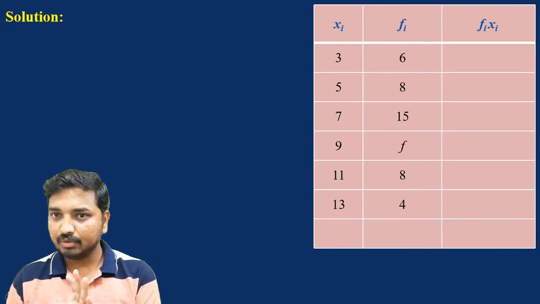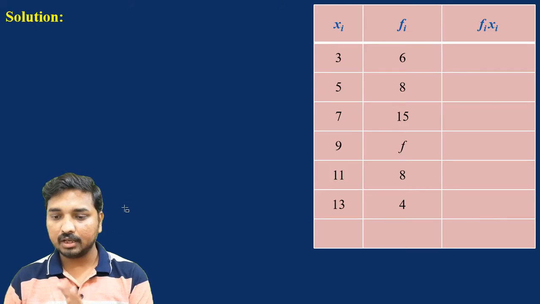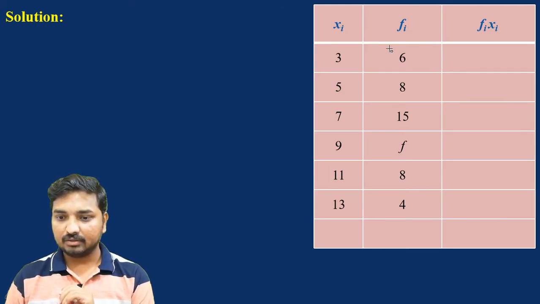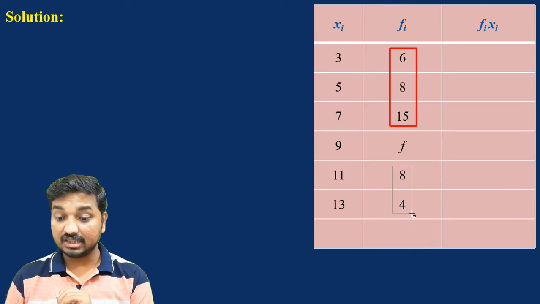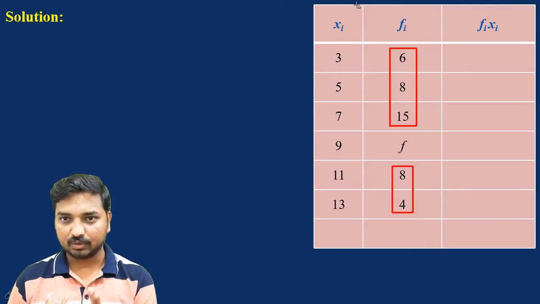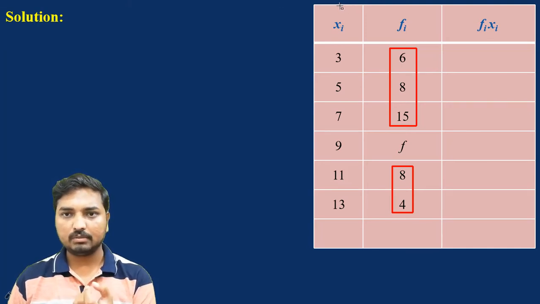What is the first step you have to do in this method? First, you have to take the sum of the frequency column. Look at here, first you need to take the sum of these three numbers and then the sum of these two numbers. I'm going to leave the f because it is actually unknown. How can you add it with this one number? It's impossible. You just need to write plus f like that.